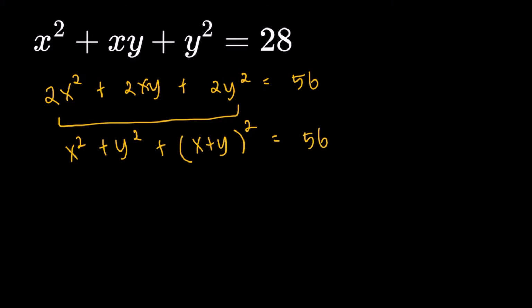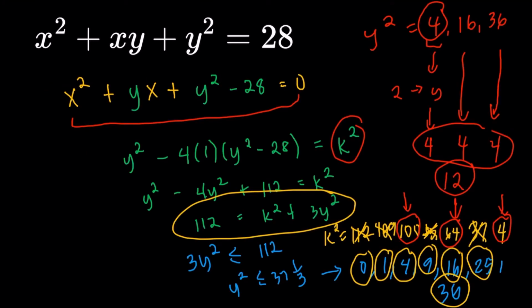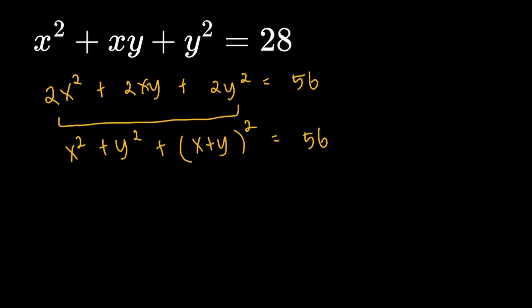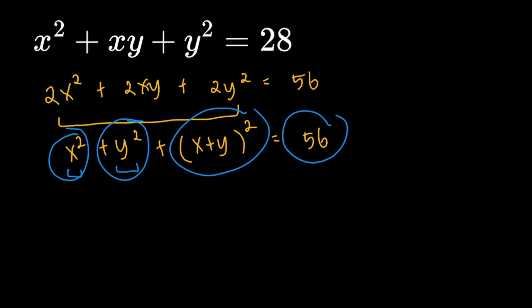Then here we could restrict the value of both x and y. Not as good as the previous one because we could restrict, for example, y squared being less than 37 and 1/3. But at least in this case, both x squared and y squared are less than or equal to 56, since we're taking the sum of non-negative numbers. We could just list down all the possible values of x squared and y squared.